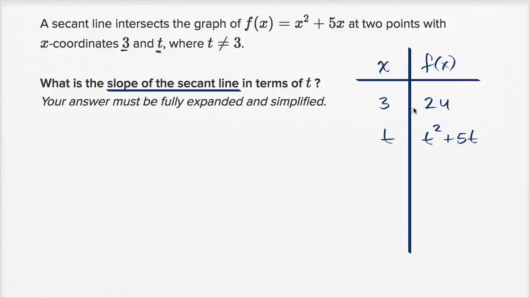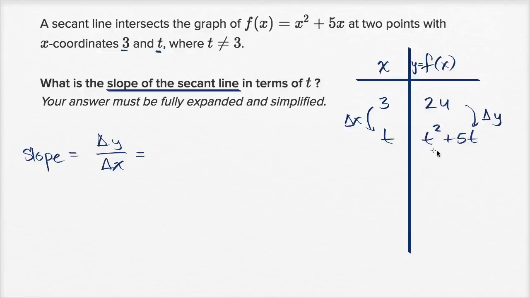And so we have 2 points now that are on this line. This is a secant line. It intersects our function twice, so it has these 2 points on it. And so we just have to find our change in y between these 2 points, and our change in x. I'm assuming that y is equal to f of x. So the slope of our secant line is change in y over change in x.